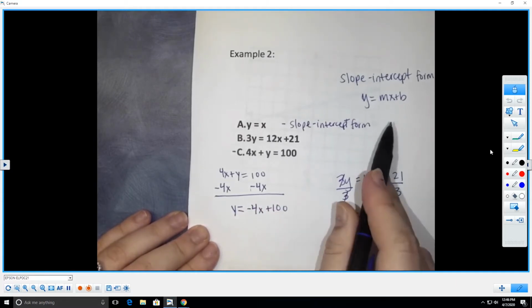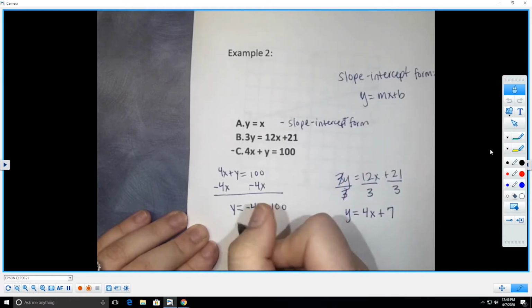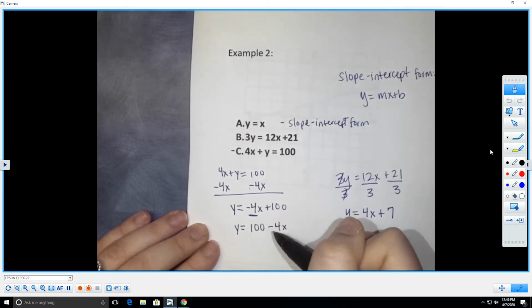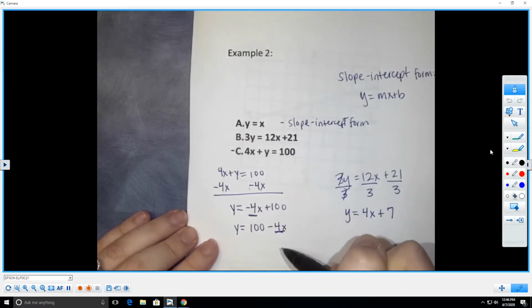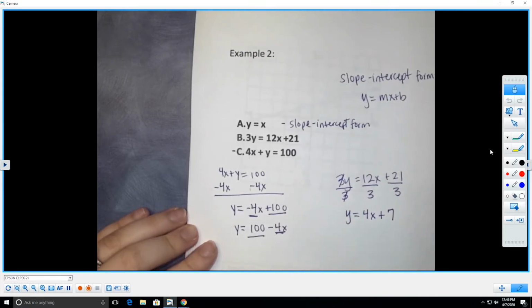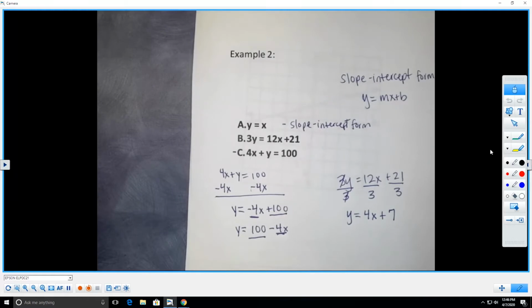plus b form like we have here. But it would not make any difference if you put 100 minus 4x. Just make sure that negative 4 remains a negative 4 and that positive 100 remains a positive 100 if you choose to write it that way.